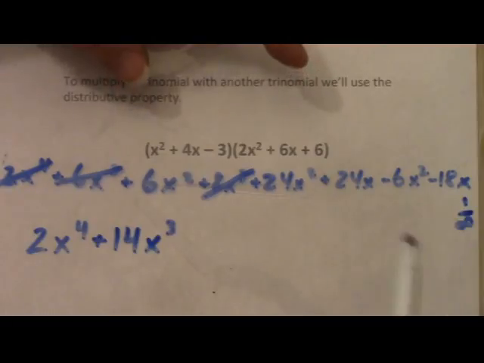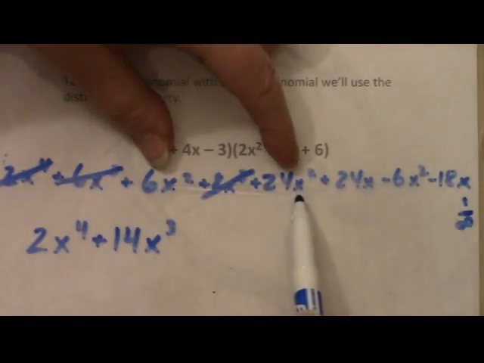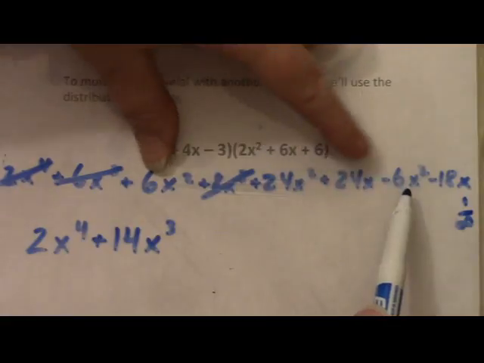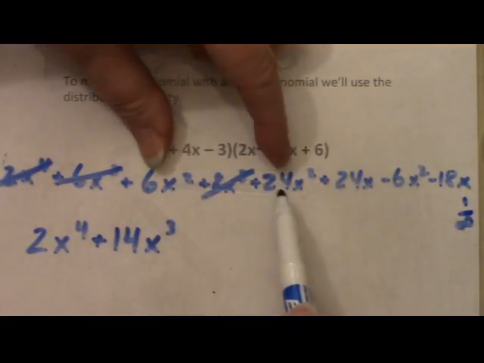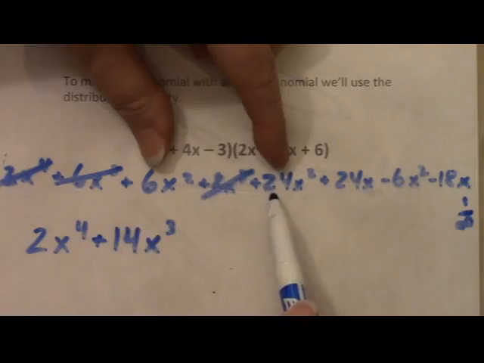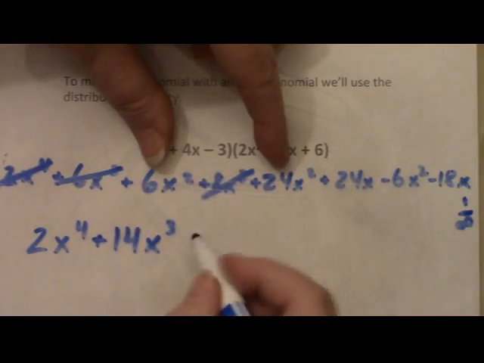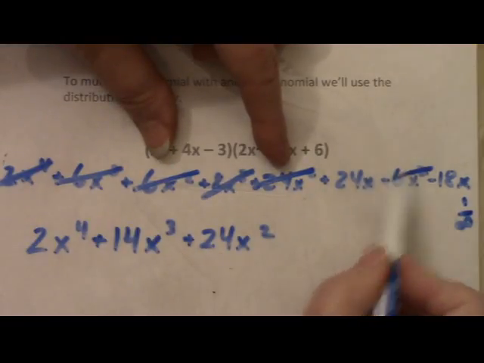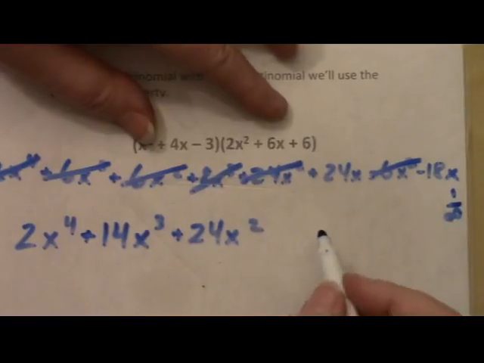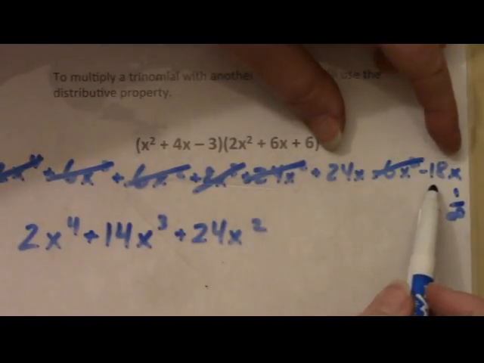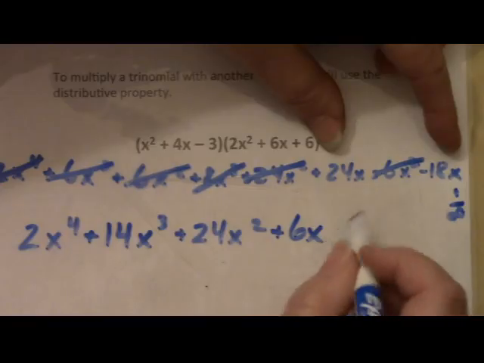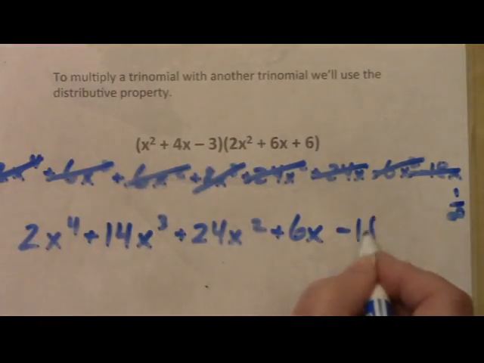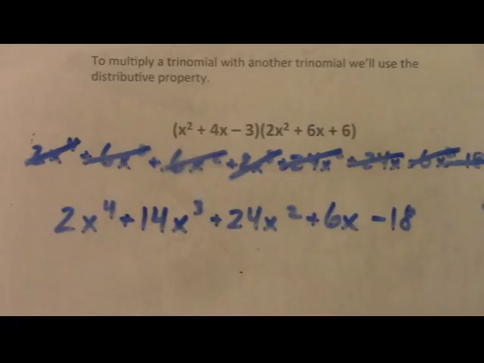Now, do I have anything squared? I have a 6x squared and a 24x squared and a negative 6x squared. So 6 plus 24 is 30. 30 minus 6 is 24. So 24x squared, and I use that one and that one and that one. And now what do I have left? A 24x minus an 18. So that's 6x, that one, and I'm left with minus 18. And there you have it, a trinomial times another trinomial. And that's all she wrote.